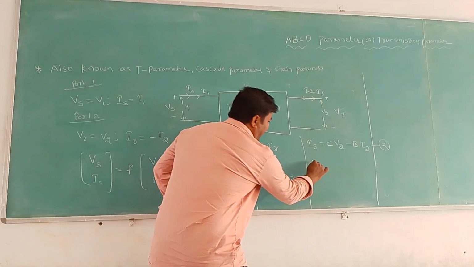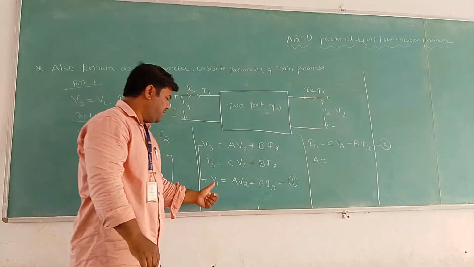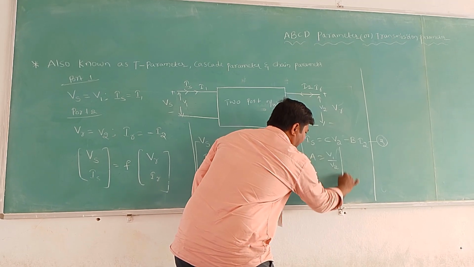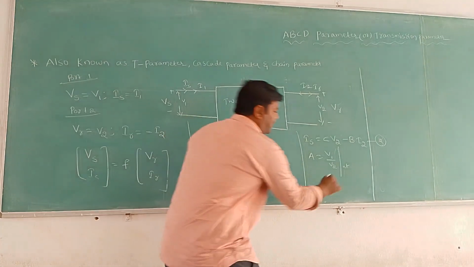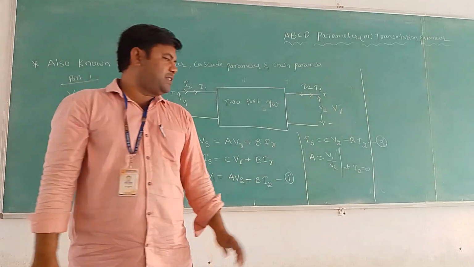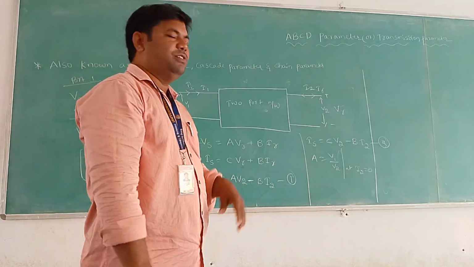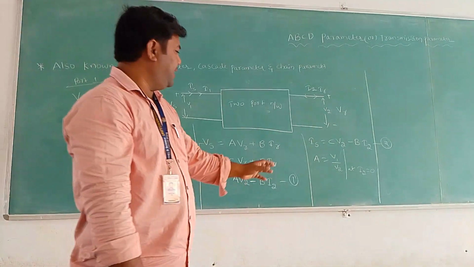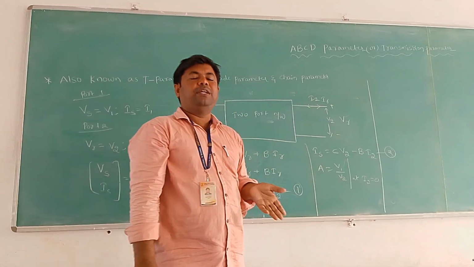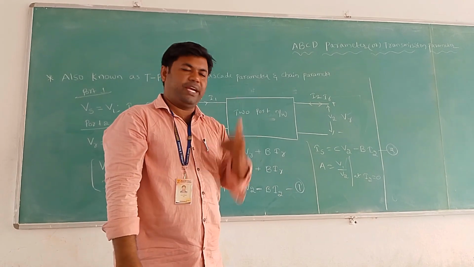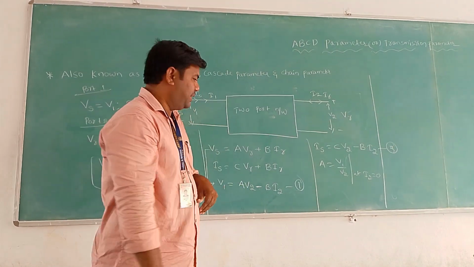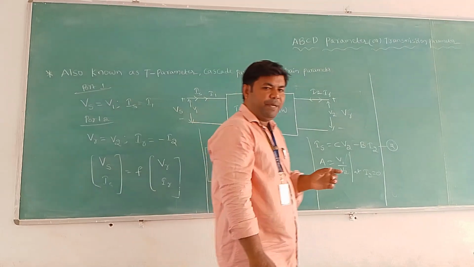Okay, now parameter A can be written as A is equal to V1 by V2 at I2 is equal to 0. This we can call a reverse voltage gain. Where it is port number 2, I2 is equal to 0, in the sense port number 2 open circuit. So A we can call the open circuit reverse voltage gain. That is the A parameter.